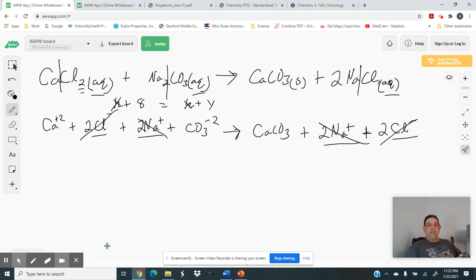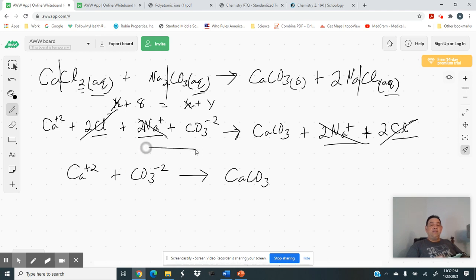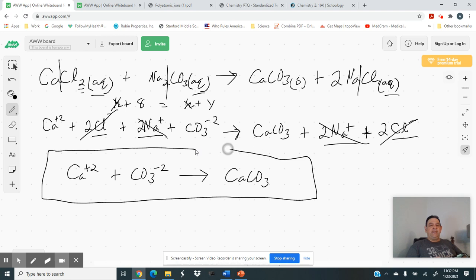We're going to go ahead and do that. What's left over is the calcium ion and the carbonate ion on the left-hand side goes to form calcium carbonate, the only thing that's left here. And that's it. This is your net ionic equation. And what this tells you is really what was formed, what you ended up with. I can put states of matter here.